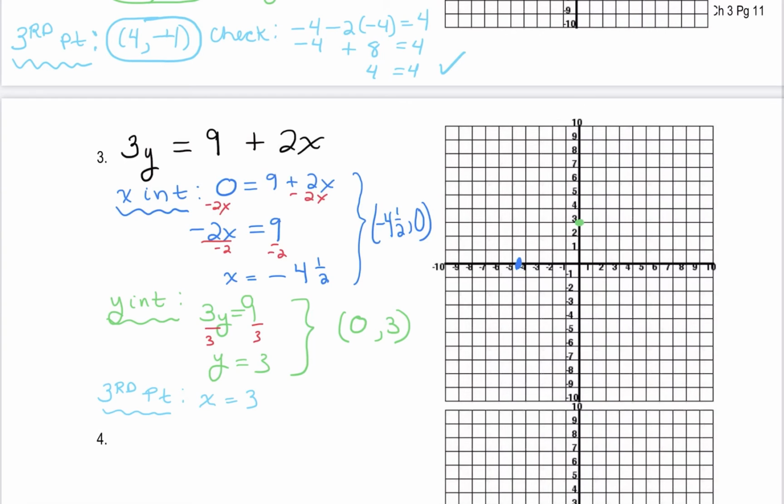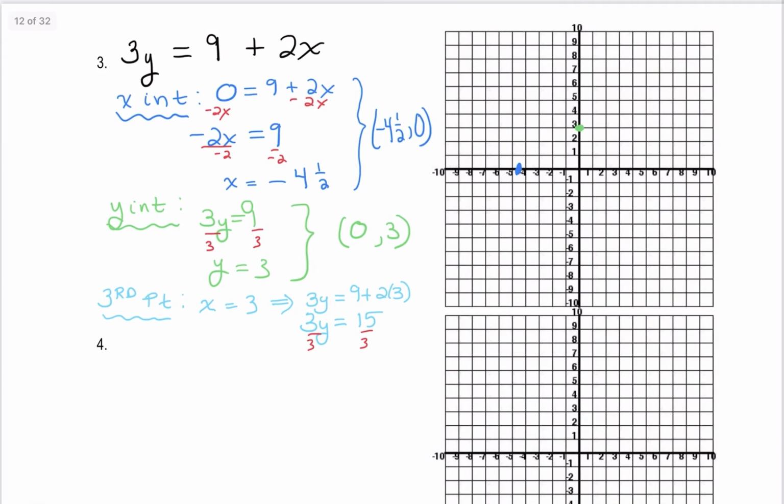So maybe I just sub in x equals 3. If I do that, I get 3y equals 9 plus 2 times 3. The reason I did that one is 9 plus 6 is 15, and now I'm going to get a nicer number to work with. But again, don't lose a lot of sleep over that if this doesn't seem very intuitive for you. So what did I end up with here? I ended up with the ordered pair 3, 5. So over 3 and up 5.